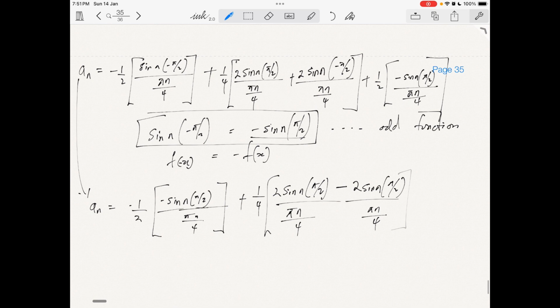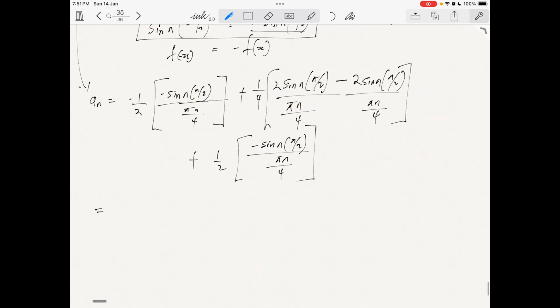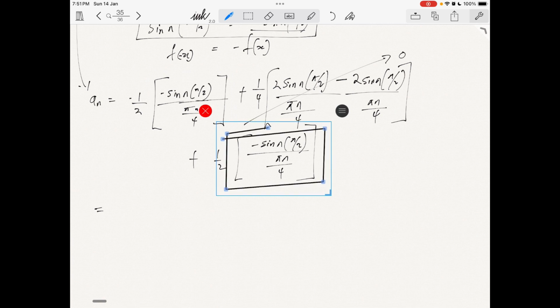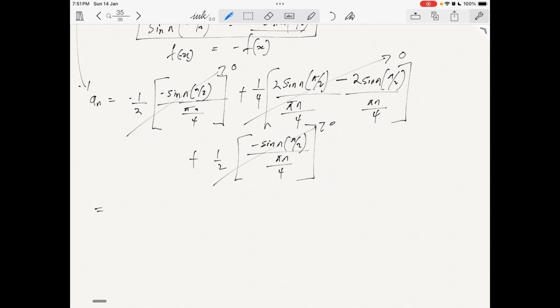and this becomes plus 1 over 2 right here, now plus 1 over 2 into minus sine n pi over 2 divided by pi n over 4. Now, when we look at this equation, we can see that these two terms, this and this, are similar. So this turns to 0, and also these two terms are similar. So this turns to 0. So in essence, we are saying that an is equal to 0.